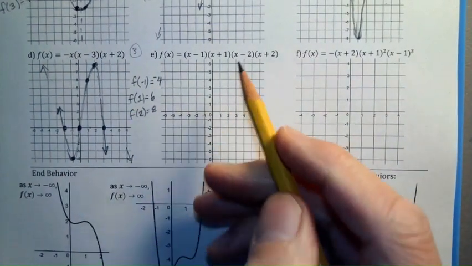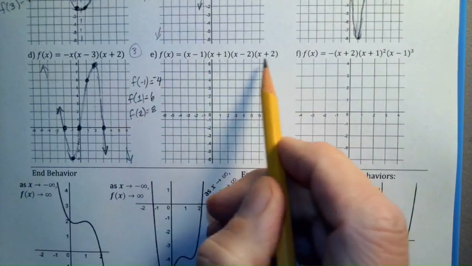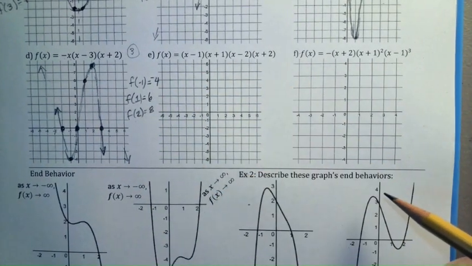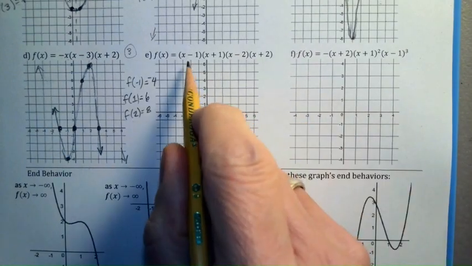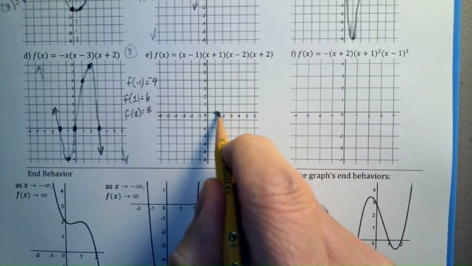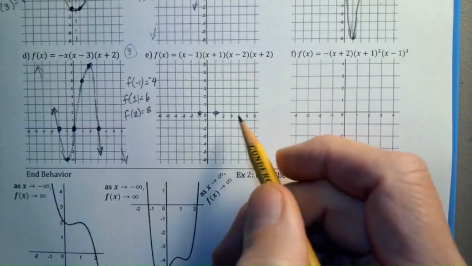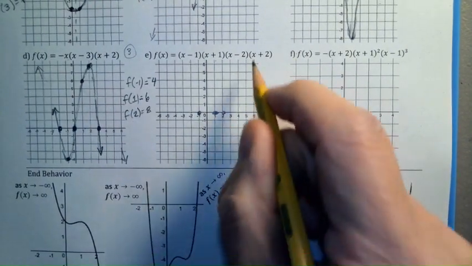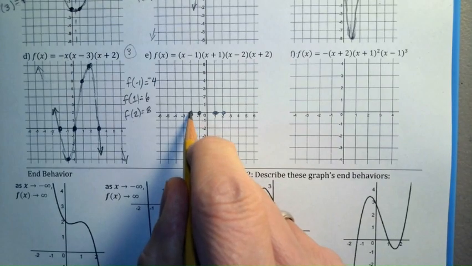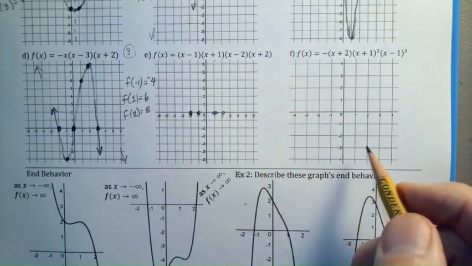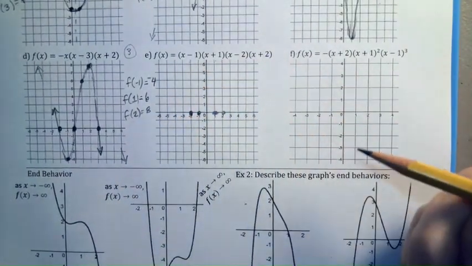All right, let's try the next one. Here we have 4 different real zeros. So we have one at 1. We have one at negative 1. We have one at 2. And we have one at negative 2. All right, so think about what the graph of this thing will look like.